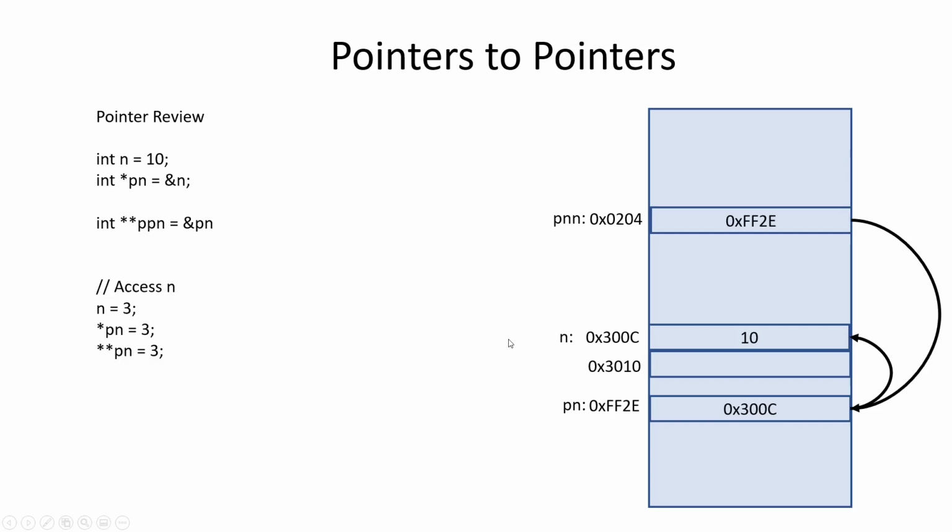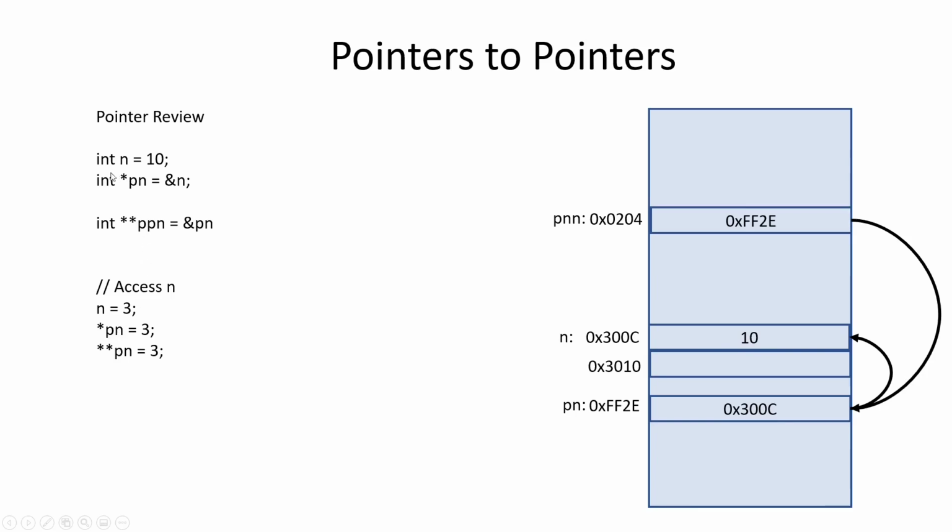Now, to keep going. I'm going to talk about accessing n, pn, ppn, and the address of ppn. But first, if I want to reassign n to something like n equals 3, I can use any of these 3 notations. I can just directly say n equals 3, and that will change this 10 here to a 3. I can also use dereferencing on my pointer.